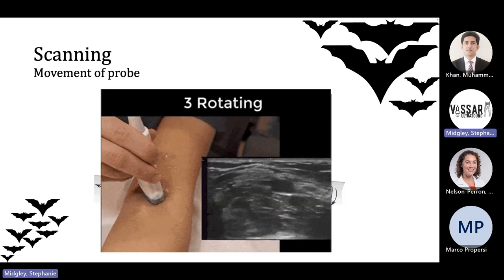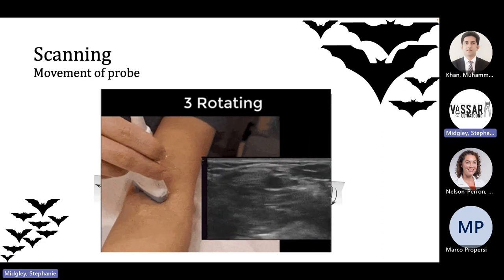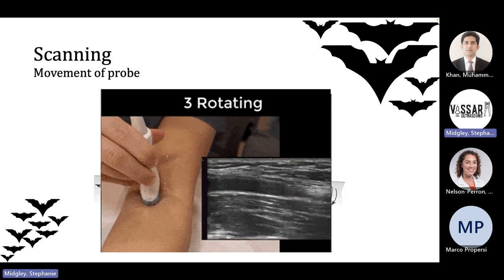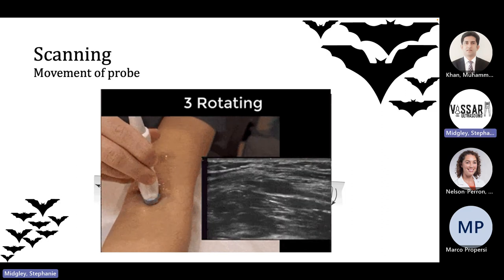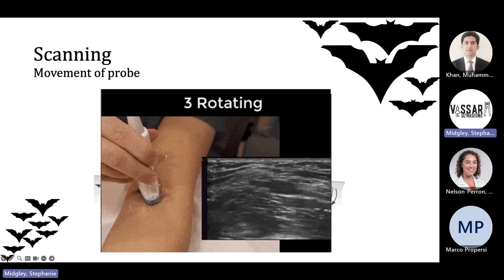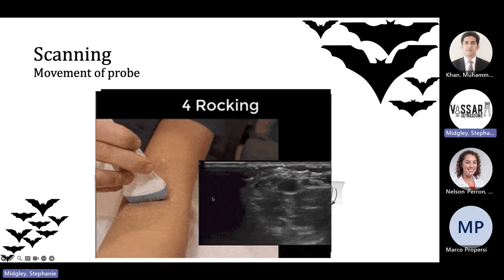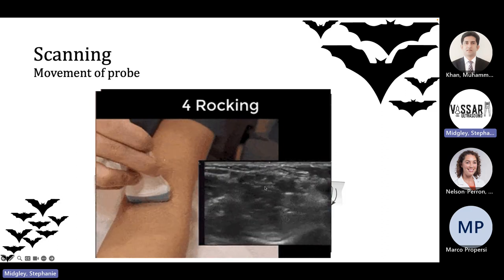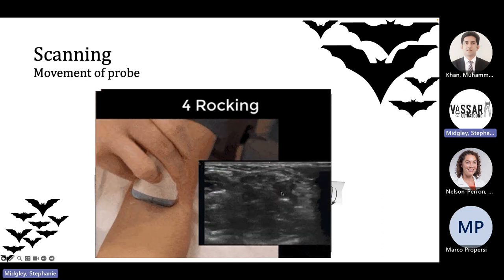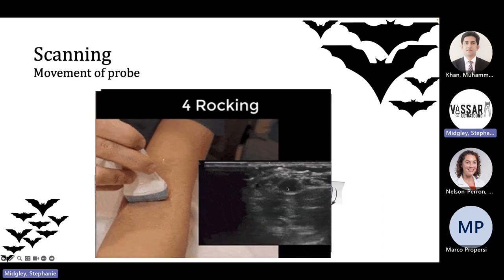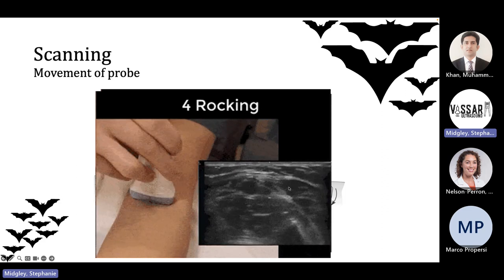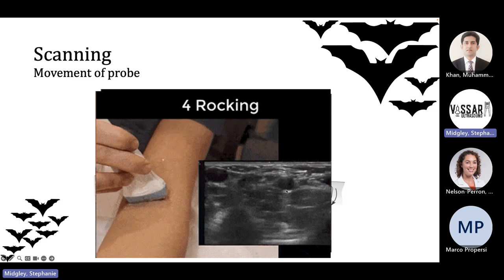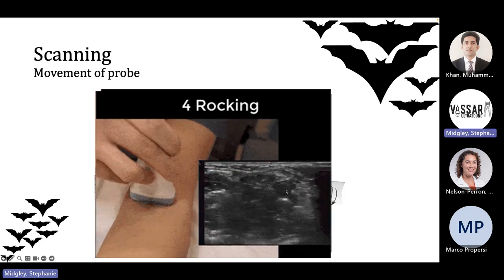Rotating is just trying to bring something into its longest axis. We do this a lot with the heart when you're trying to get a parasternal long or a parasternal short, or if you are trying to image a blood vessel in short and long axis, we do a lot of rotating. And then the last one is rocking. What rocking really does is it helps center the structure of interest. Say, and this isn't the best example, this vessel I want in the center, if I rock, it'll pull over. So rocking, I like to think, is centering.